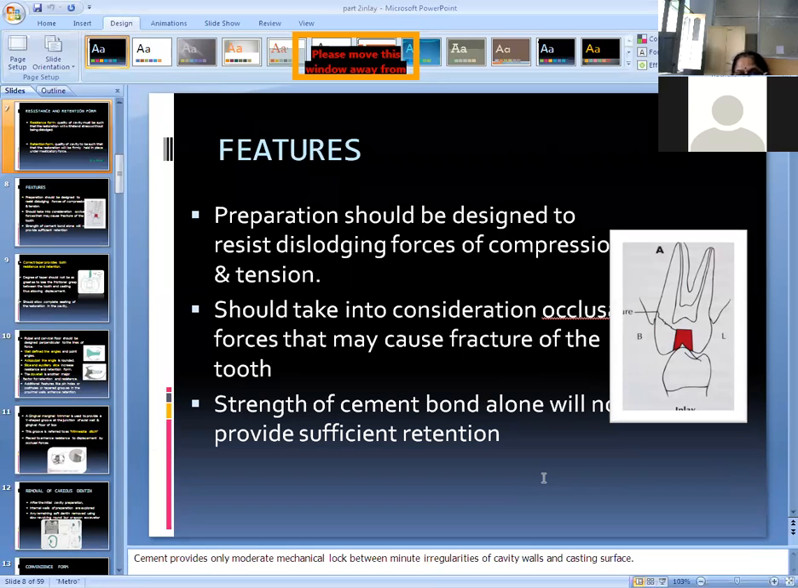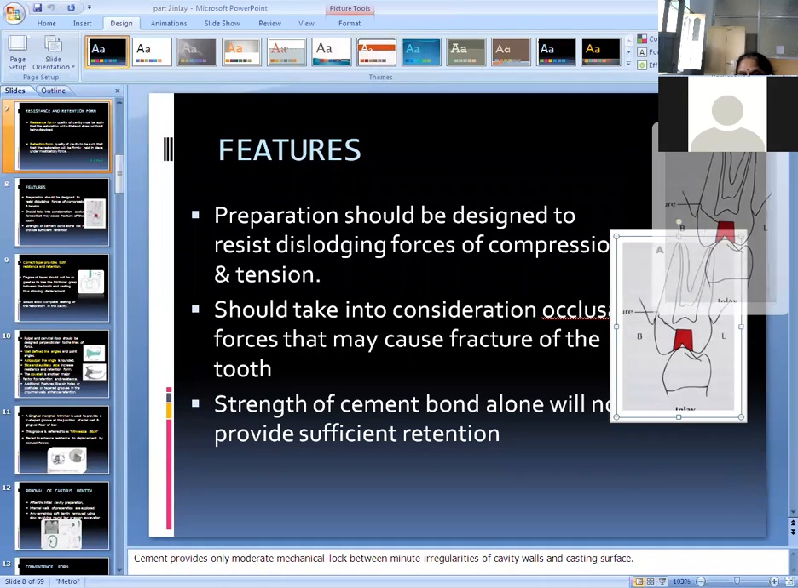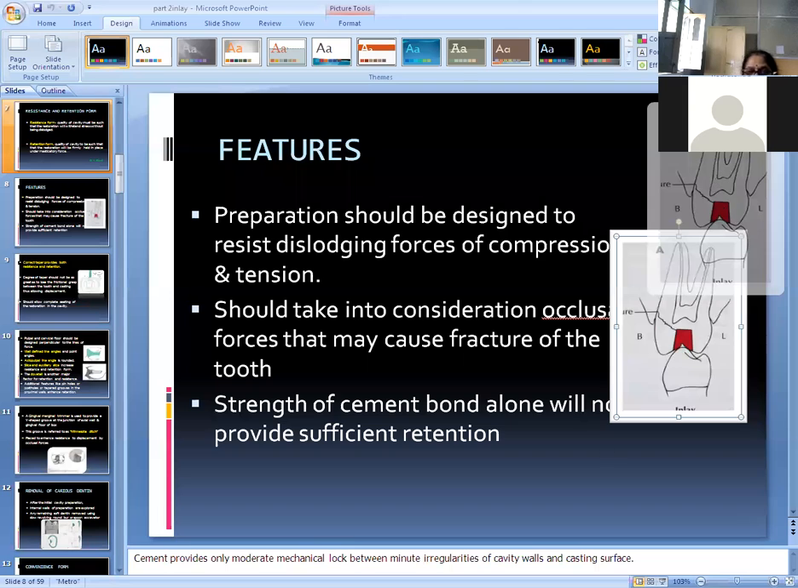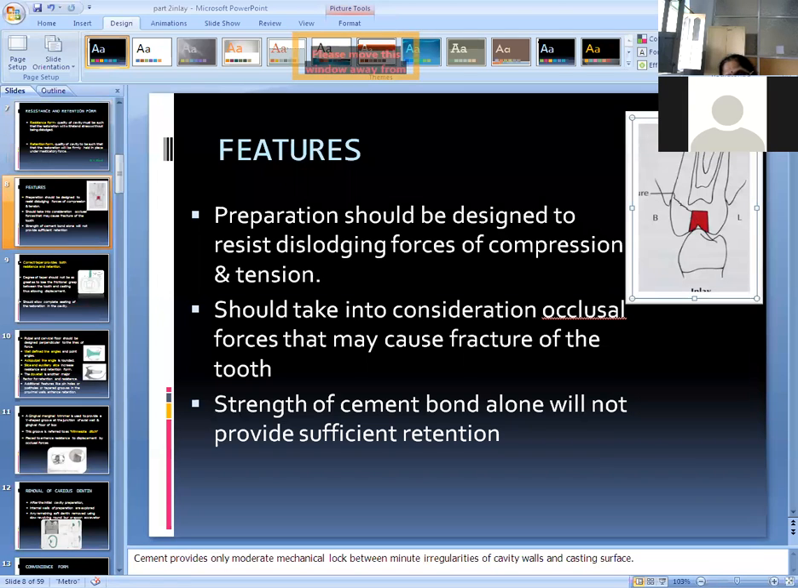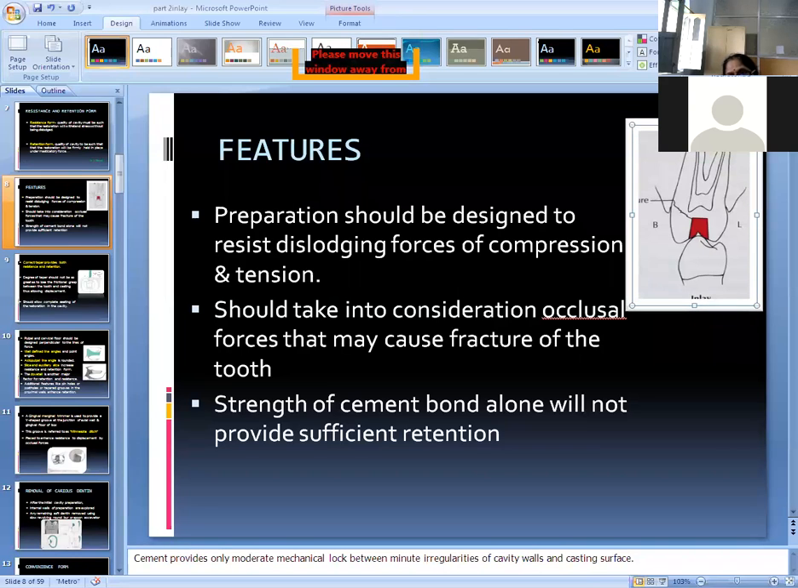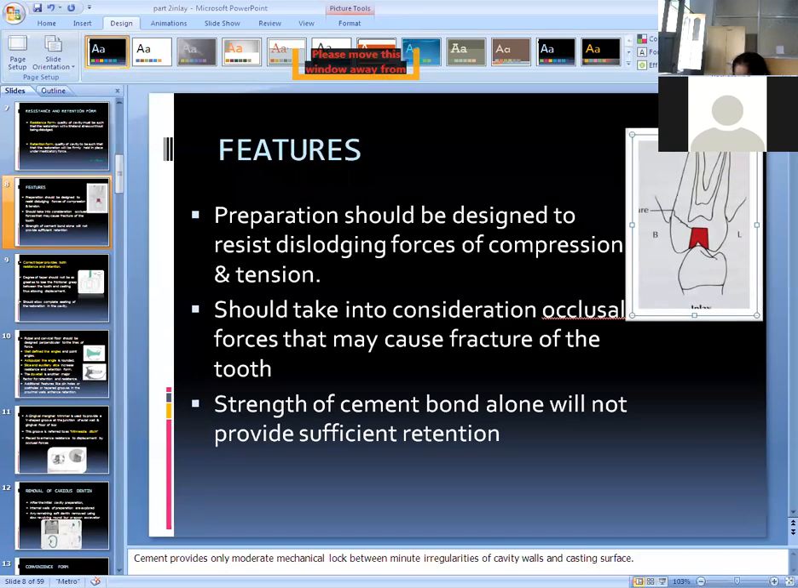If you see this diagram, you will understand. If your resistance form and your stress bearing areas are not proper, then there will be fracture of the tooth. To avoid that, we have to consider these occlusal forces properly, so that the occlusal forces are distributed. Whatever feature you give for that is for the resistance form. Both compression and tension forces should be able to be withstood.